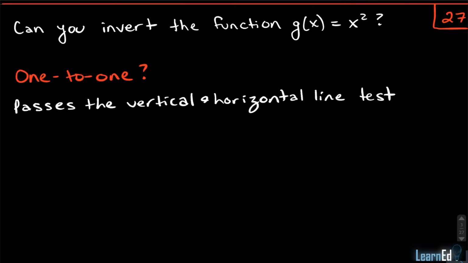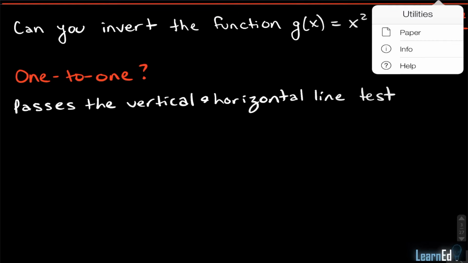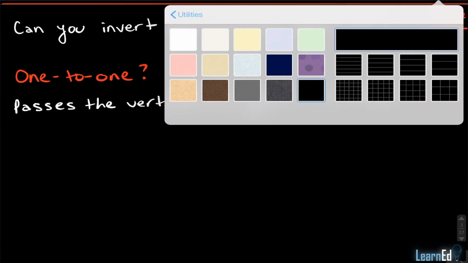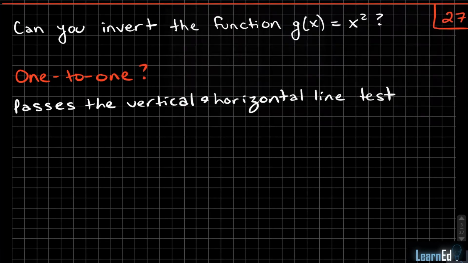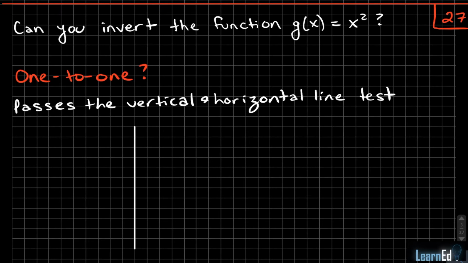Okay, so let's just graph x squared. To do that, I'll just switch the paper type to a graph, something I did not know I could do until this video. So we'll draw our axes, and draw x squared. Okay, so this is g of x.